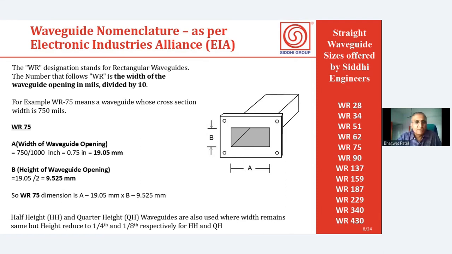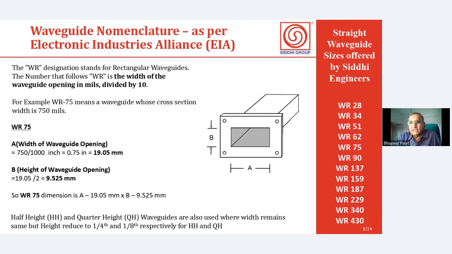So how are the numbers derived? I try to explain this in these slides. WR75: that 75 means 750 thou, we call it mils, and it is divided by 10. So 75 is the figure that comes out. If we convert it into millimeters, 750 divided by 1000 gives 0.75 inch. And if we multiply by 25.4, it comes out to be 19.05 mm. That is the opening width of the rectangular tube.